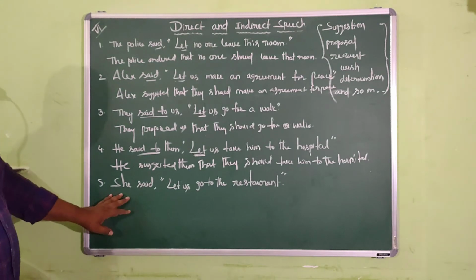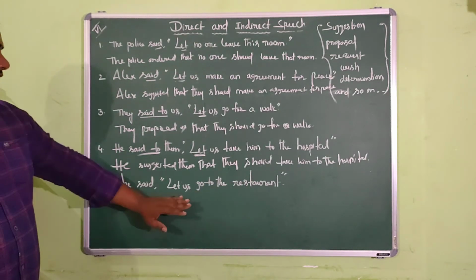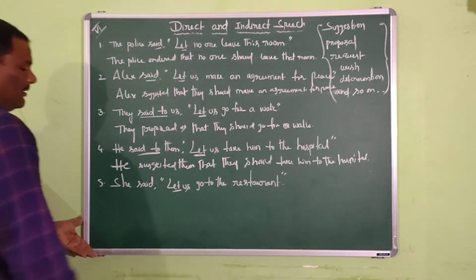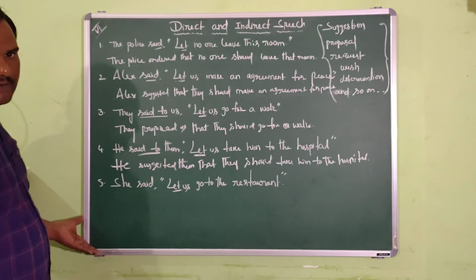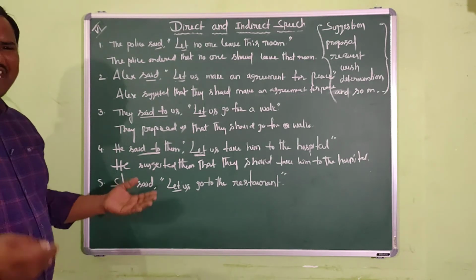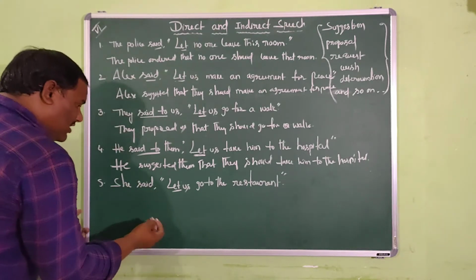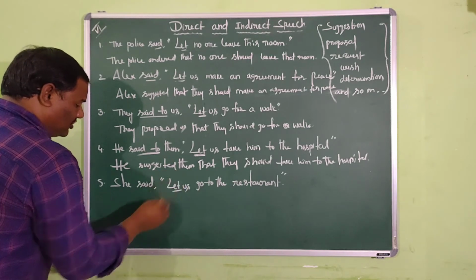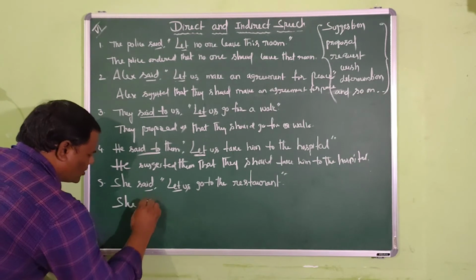We shall go to the fifth one now. She said, "Let us go to the restaurant." Here the word let is giving us the meaning of a proposal or suggestion. We can take either of these, no problem. So I prefer to take suggestion here. So when the word is making the meaning of a suggestion, said can be changed to suggested. Then the answer will be she suggested.